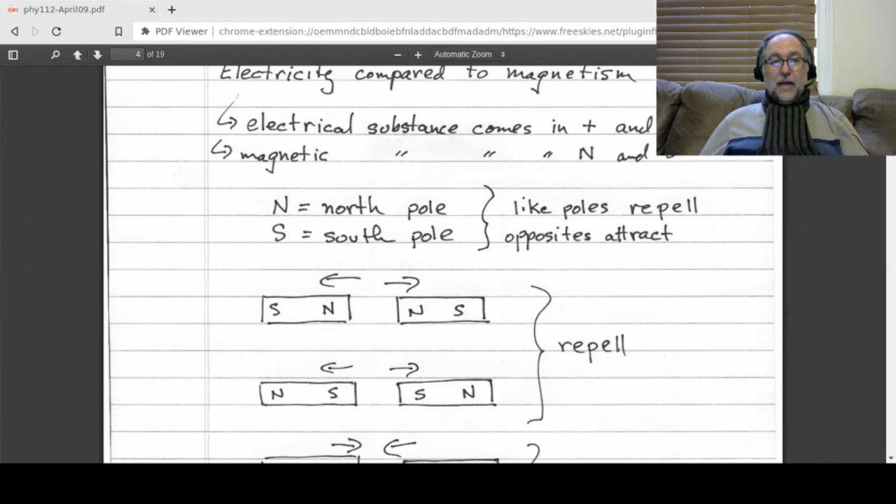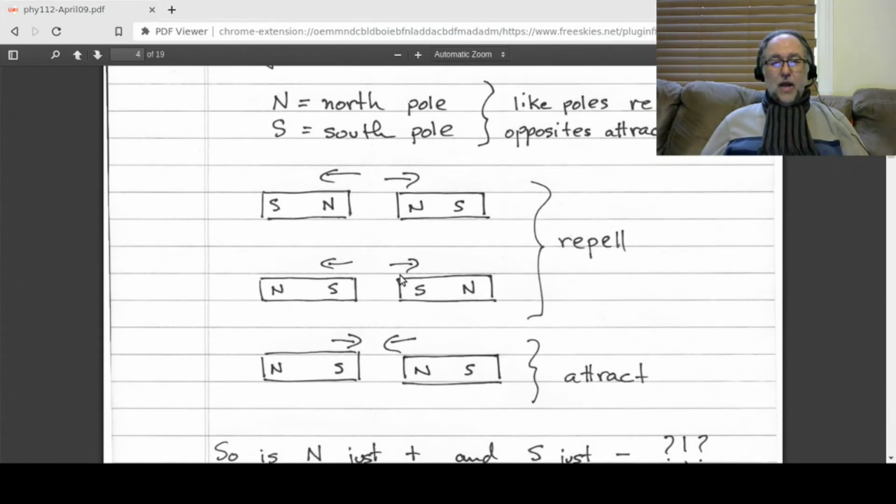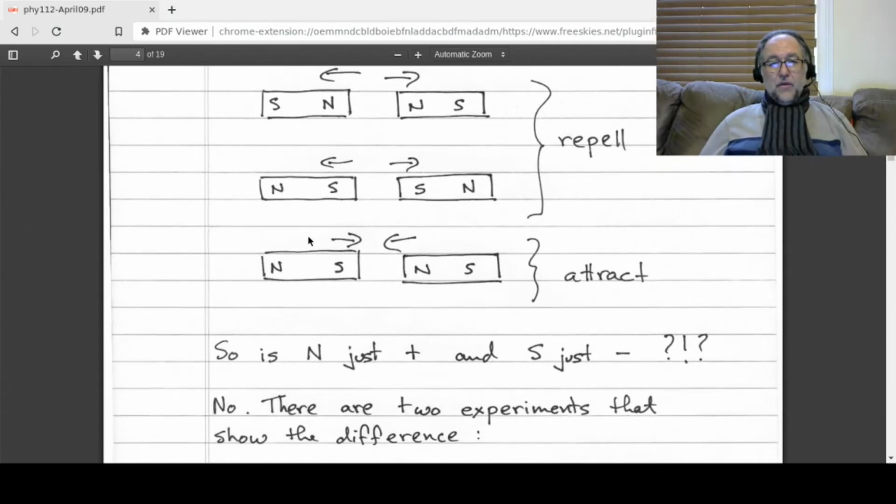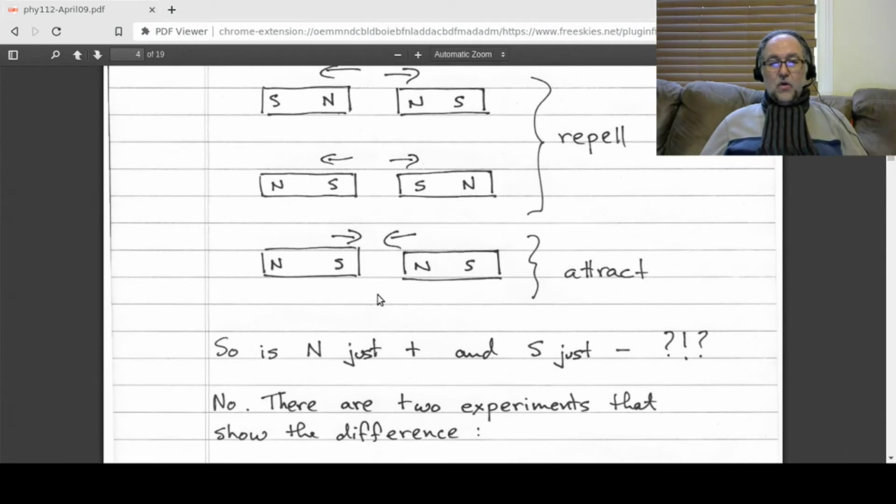Okay, so basically, similar to the diagram I had above, but now I put a north pole of a magnet near the north pole of another magnet, they'll repel. Or I put the south pole of a magnet near the south pole of another magnet, they'll also repel. But if I put the north and the south together like that, then they're attractive. Okay, and so you're starting to think, well, maybe north is just positive. Maybe we overnamed this. Maybe the north pole of a magnet is positive, and the south pole is negative. Okay, north positive and south negative. Is that it? Is that what's going on here?